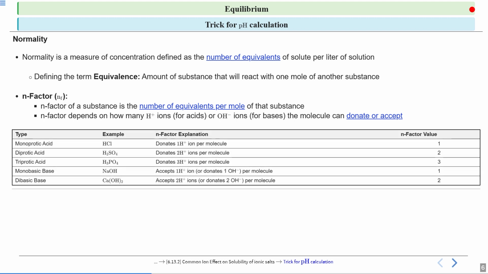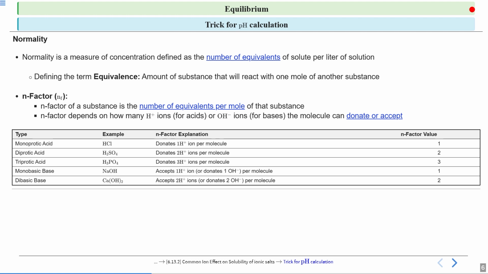So here we have hydrochloric acid, sulfuric acid, phosphoric acid, sodium hydroxide and calcium hydroxide. The top three, which are your acids, are mono, di and triprotic. Means they can donate 1 H plus for HCl, 2 H plus for H2SO4 and 3 H plus for H3PO4. Therefore, their n factor will be 1, 2 and 3 respectively.